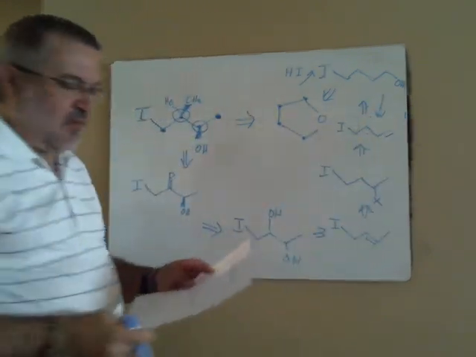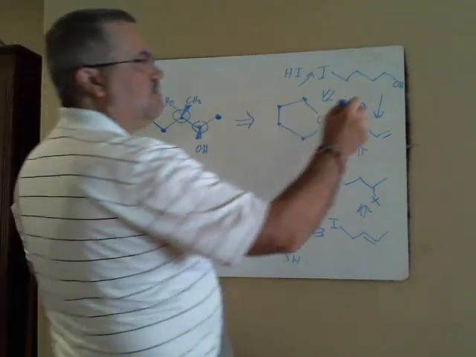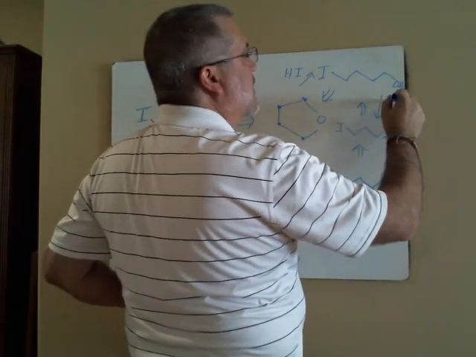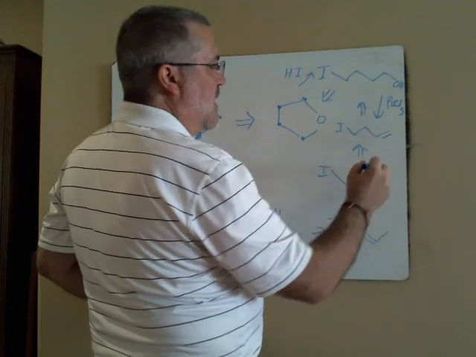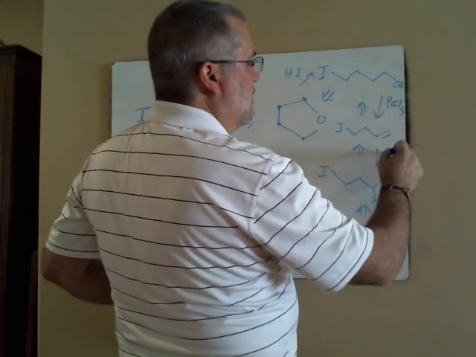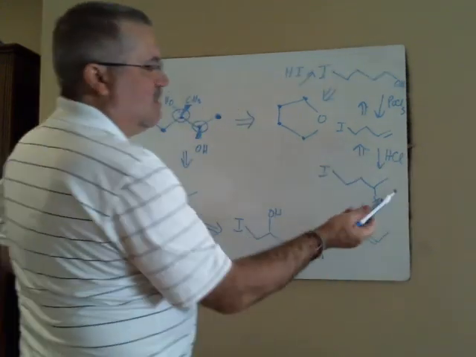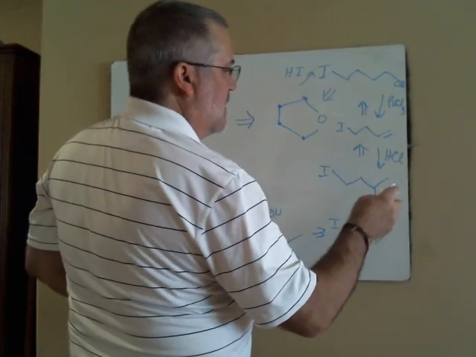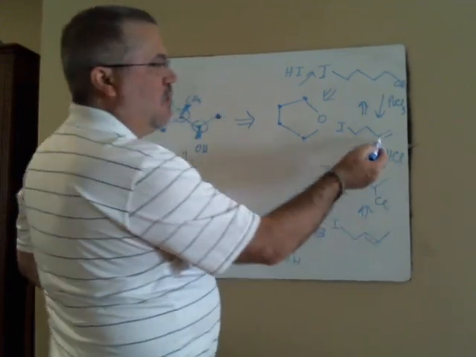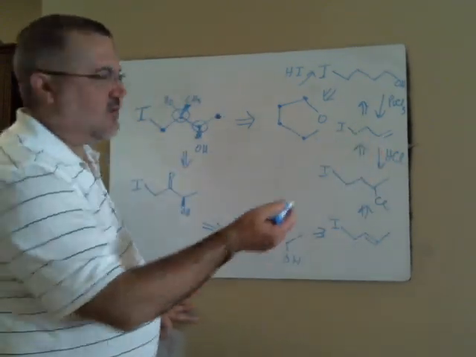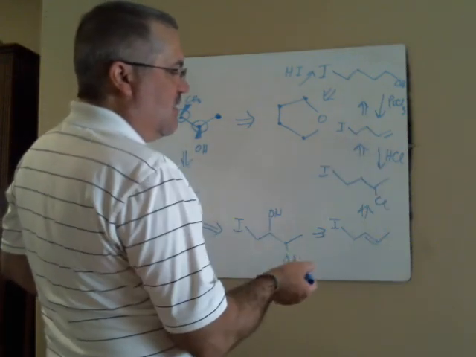And then do you remember what the reagent is? POCl3 gives me the alkene. And then let's just use HCl to make this a chlorine. It's going to go to the more substituted side, Markovnikov, right? That's going to give me this.